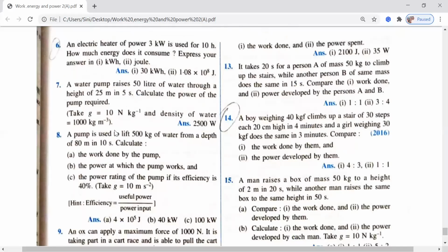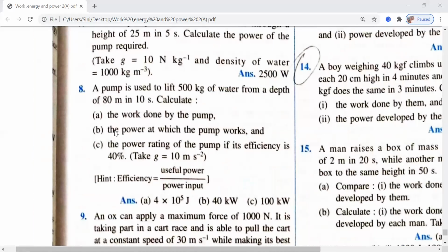So let me record this thing. So numerical, pump problem. 8 to 1. Right? This particular question. 8 to 1. A pump is lifting 500 kg. Okay, fine. Mass is given. Depth of 80 meter. Perfect. Height is also given. 10 seconds time is given. Work done by the pump, power at which the pump works.